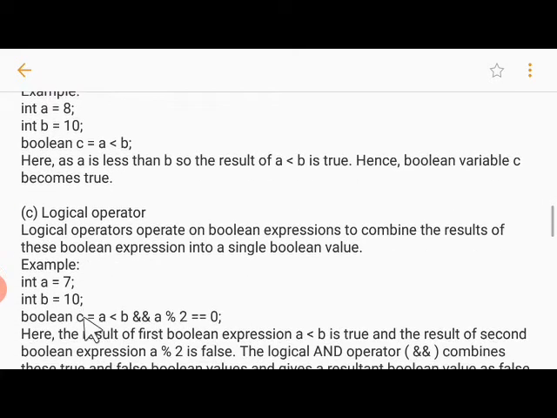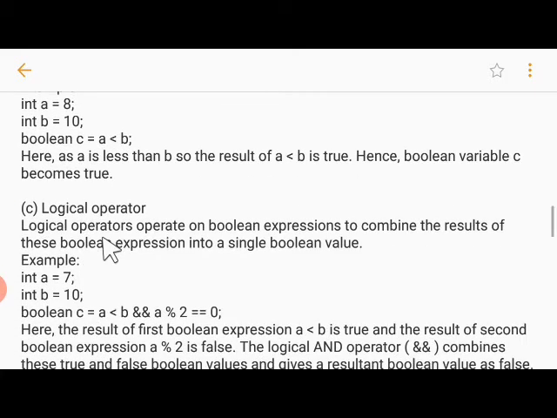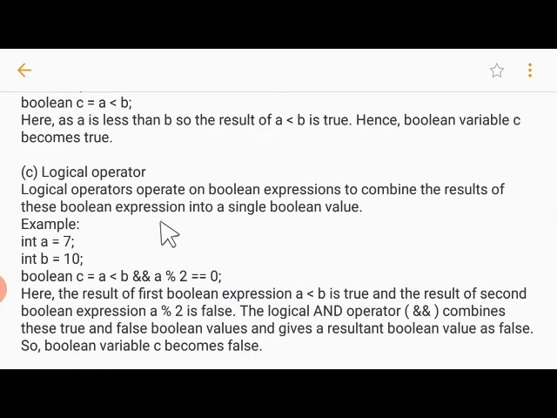Now we talk about the logical operators. Students, logical operators operate upon the Boolean expressions to combine the result of these Boolean expressions into a single Boolean value. Very important line. Logical operators operate upon the Boolean expressions, or you may say relational expressions, okay, to combine the results of these Boolean expressions into a single Boolean value.